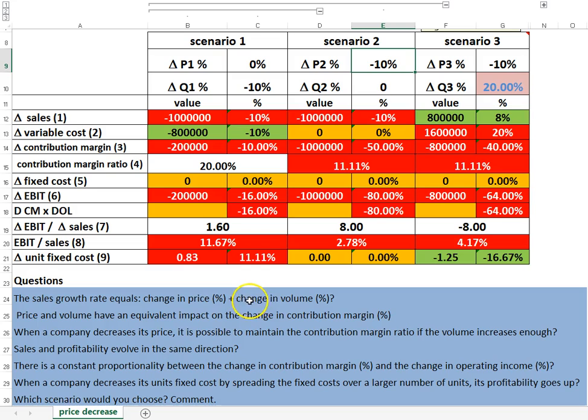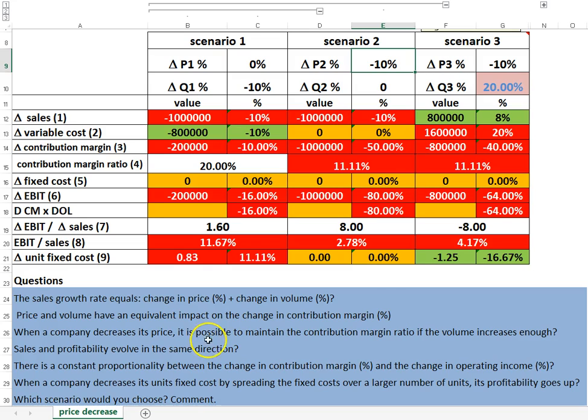The third question was: when a company decreases its price, it's possible to maintain the contribution margin ratio if the volume increases enough. I think you mixed up, in some cases, the contribution margin in absolute value and the contribution margin ratio. Yes, if the volume increases enough, you can sometimes keep the same contribution margin in value if the price decreases.